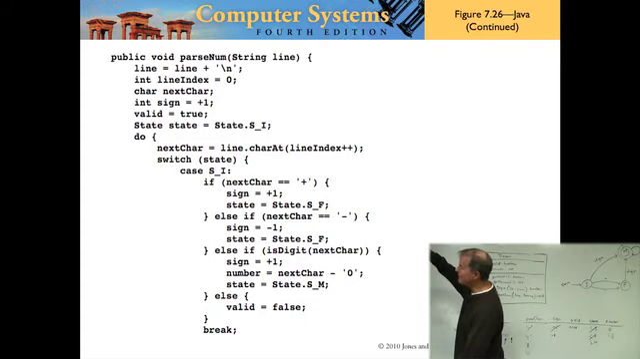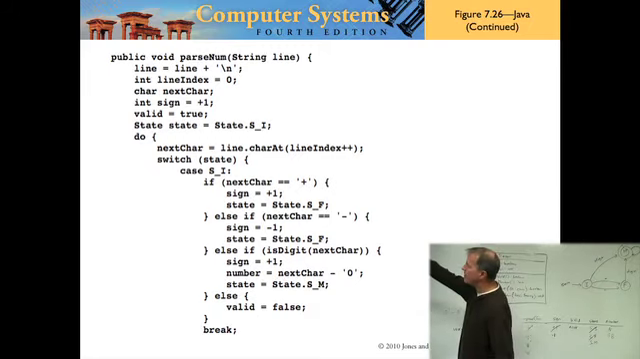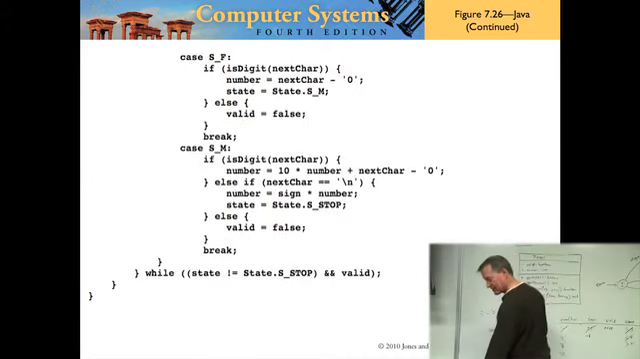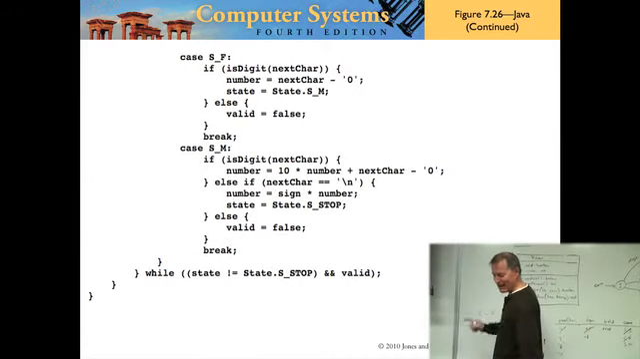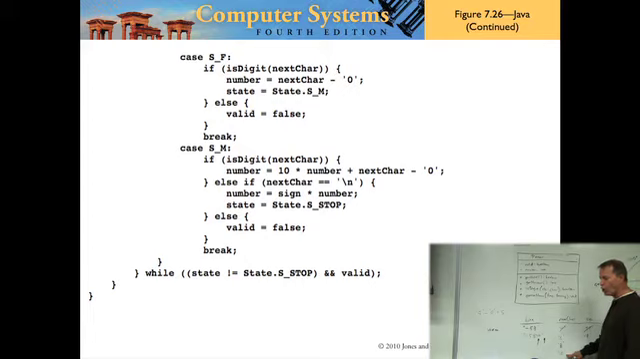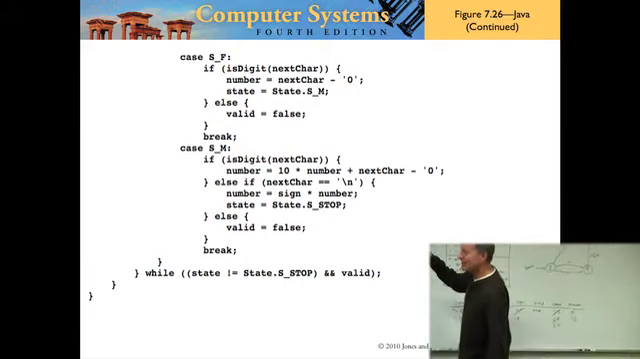So let's go back up. Where were we? This happened at next char gets. So we switch states, but now what's our state? SM. So we go down to SM, and now watch what happens. If is digit next char? No. Else if next char equals what? Bash n. Yes.